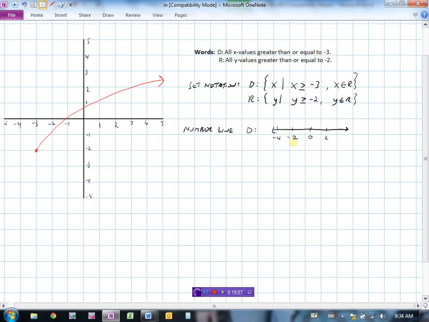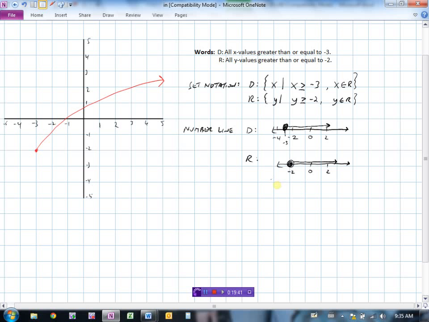All right, the domain goes from -3, so -3 would be right here on my number line, and I need a solid dot on it because I'm including that point. We do a little arrow like that indicating that it is everything greater than or equal to -3. And for range, we want all the y values greater than or equal to -2. So it would look like so.